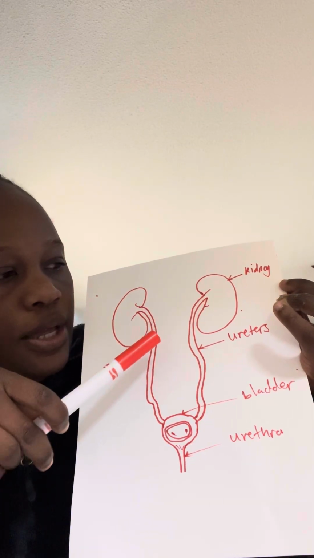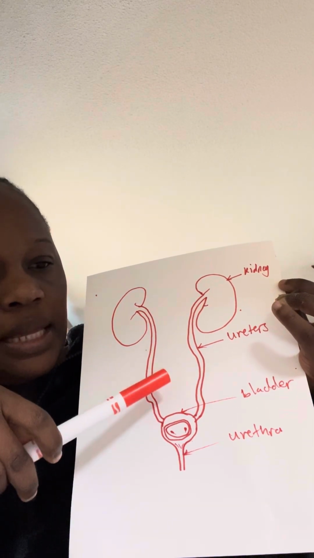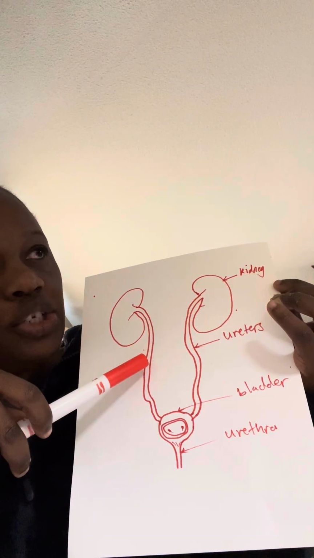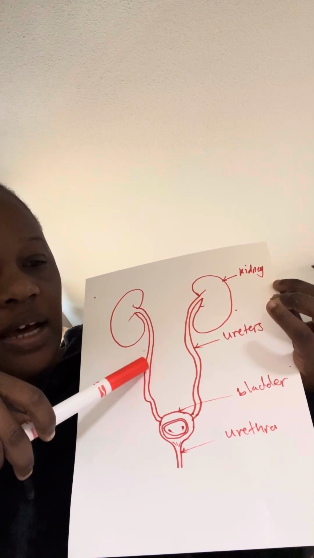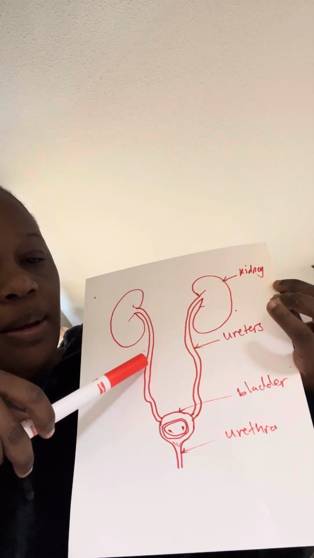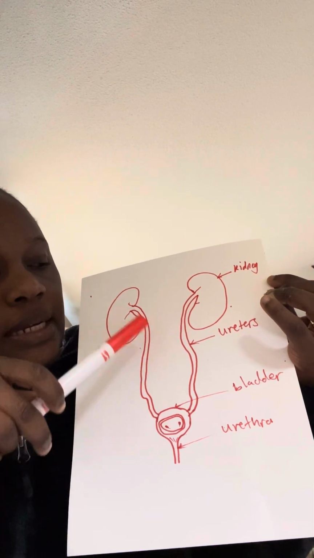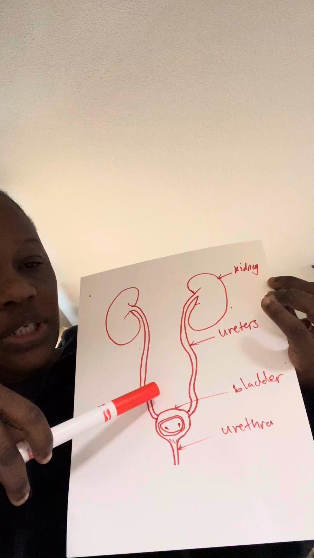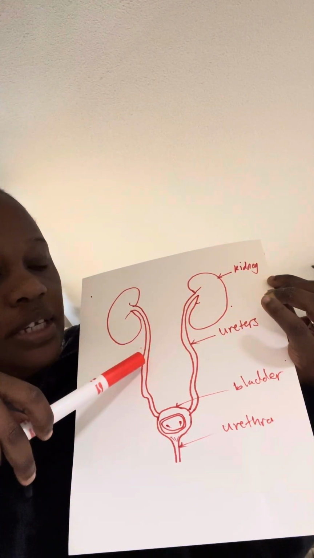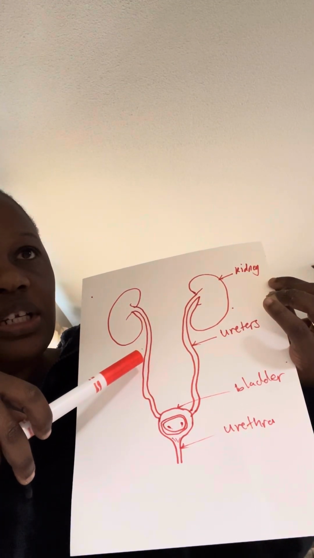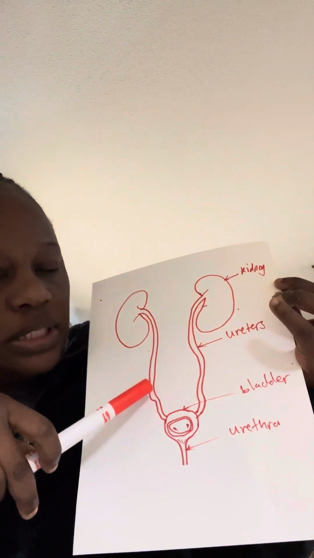And then the function of the ureters: this is a narrow tube that transports urine from the kidneys to the urinary bladder. It transports using its smooth muscles, through contractions which are called peristalsis.